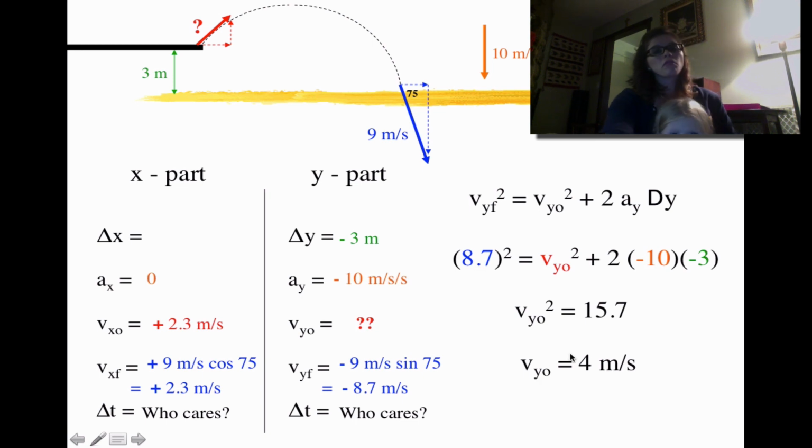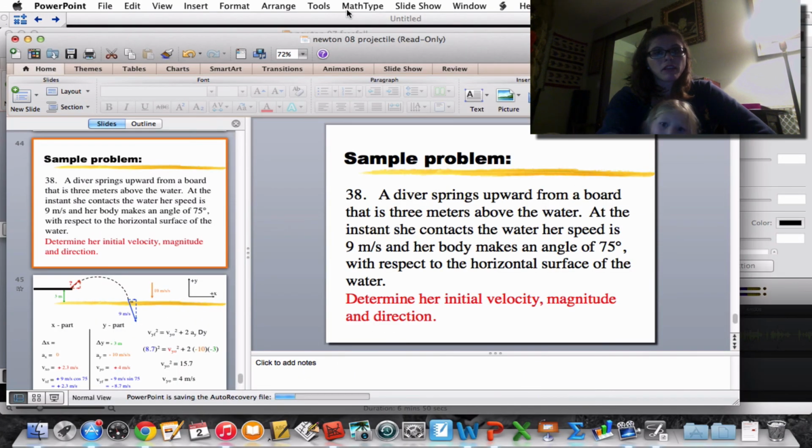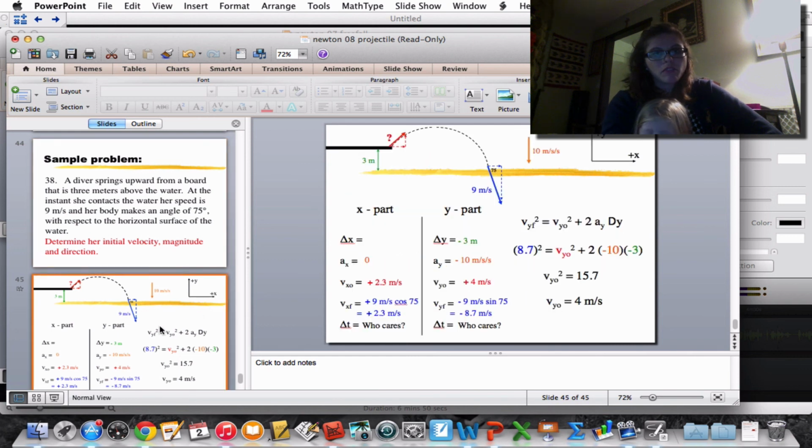Now, when you take the square root, you're going to get a plus or minus, and you have to figure out if it's a positive velocity in the y direction because it's going up, or a negative velocity in the y direction because it's going down. But in this case, it's positive because the diver's jumping up. And then we do Pythagorean theorem to find our initial velocity total. And there we go. We'll work out some more problems in class.